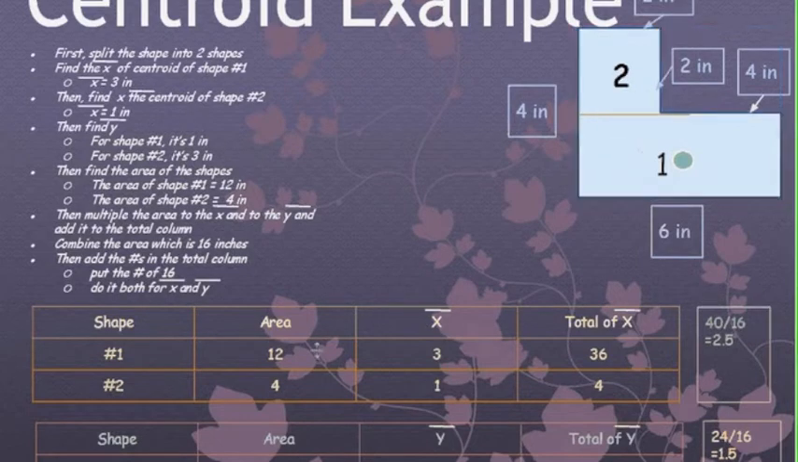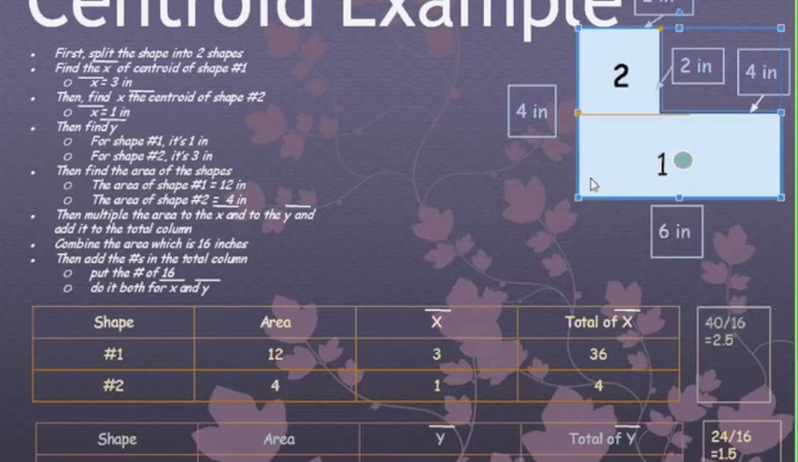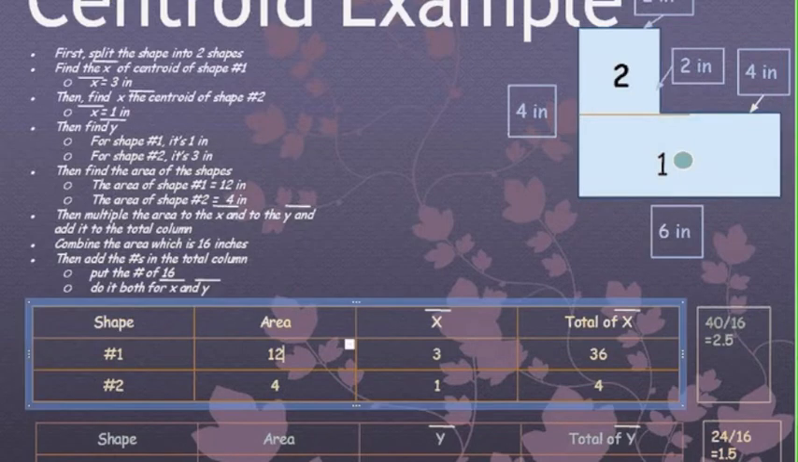Okay, so now we just need to start filling in this chart. You need to find the area of both. So the area of square 2 is 2 times 2, which is 4. You can now fill in this box right here and this box right here. Now the area of rectangle 1 would be 2 multiplied by 6, which is 12. Now you add these into the chart.